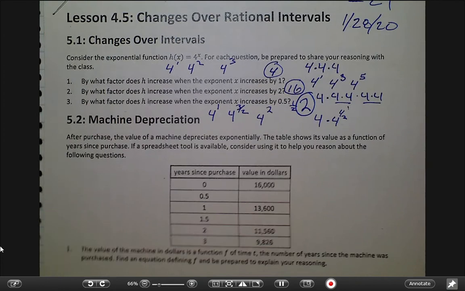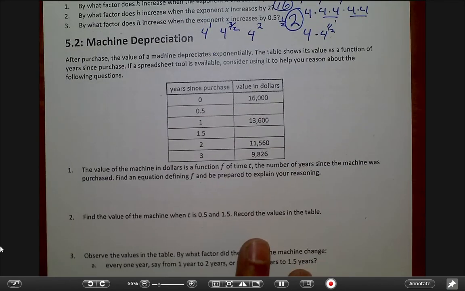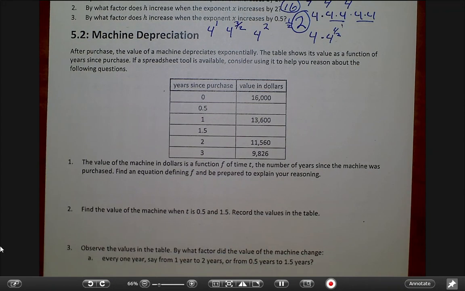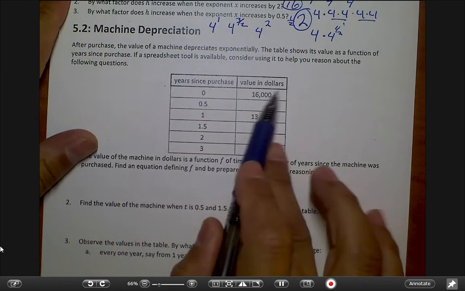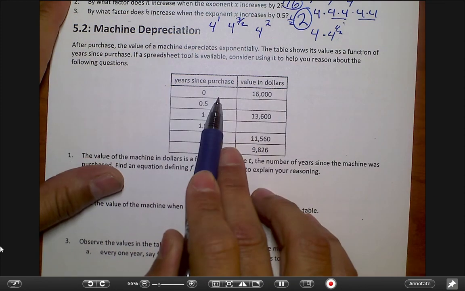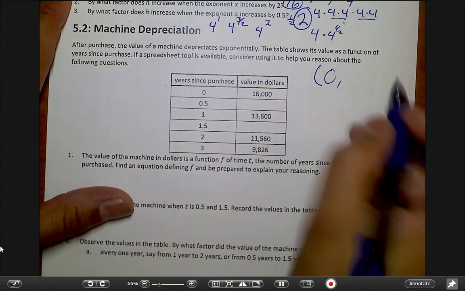All right, now this next one right here, let's take a look. We're going to do it exactly the same as we did on our warm-up. What's my initial? 16,000, right? So my initial is 16,000. And I know my time at initial has to be always 0. Your time should always be 0 at your initial.